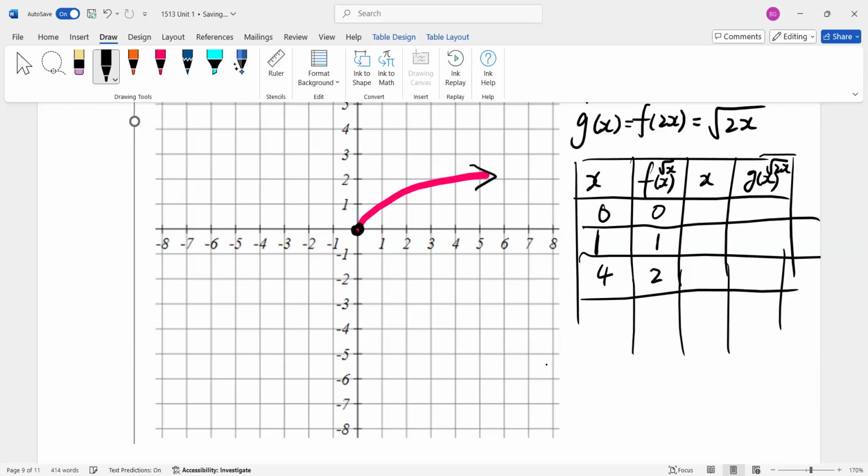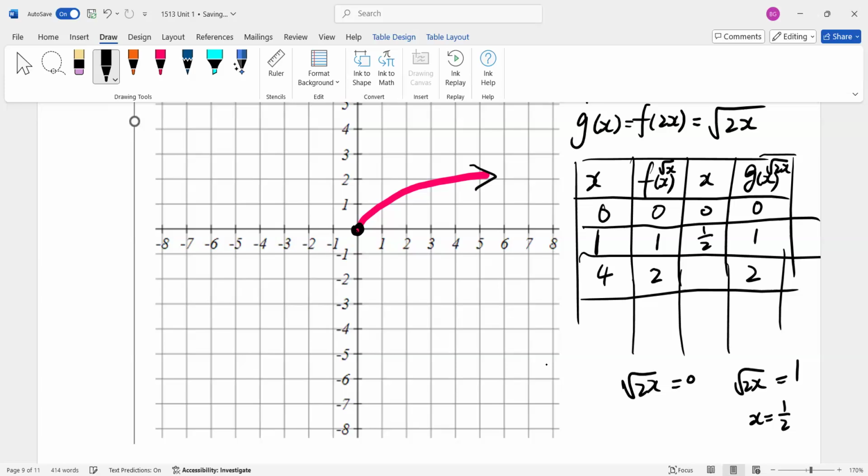Okay, now we want g of x to achieve the same output. We want the daughter function to produce the same output, 0, 1, 2. And let's see what x has to be. In order for root 2x to be 0, x has to be 0, right? And that one is just special. But in order for root 2x to be 1, x has to be what? Does x have to be half in order for that to happen?